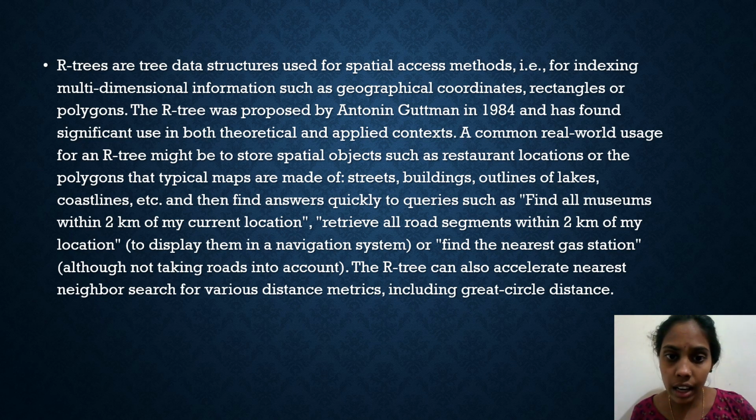And then find answers quickly to queries such as: find all museums within 2 kilometers of my current location, retrieve all road segments within 2 kilometers of my location to display them in a navigation system, or find the nearest gas station. Although not taking the roads into account, R trees can also accelerate nearest neighbor search for various distance metrics, including great circle distances.